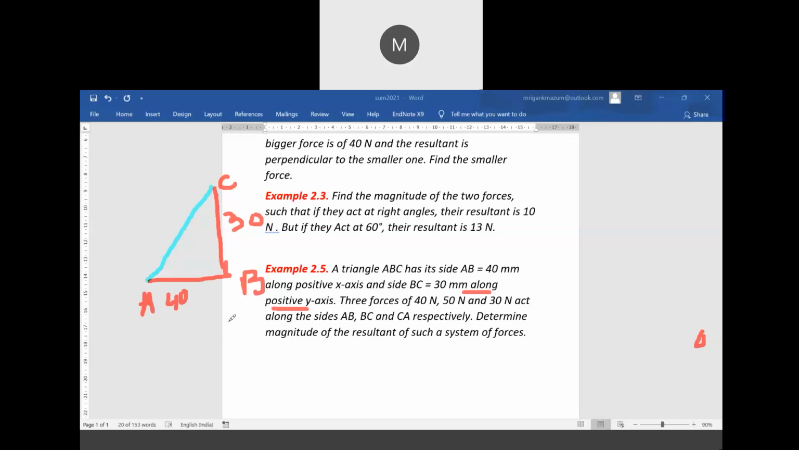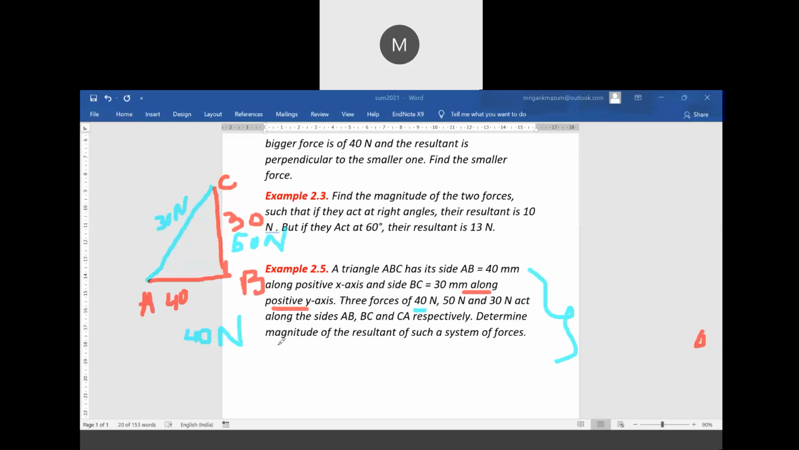Now the forces that are acting along the sides AB, BC, and CA. Now 40 is here, 40 Newton. Now BC is 50 Newton and CA 30 Newton. Now these are the forces that are acting along these sides.